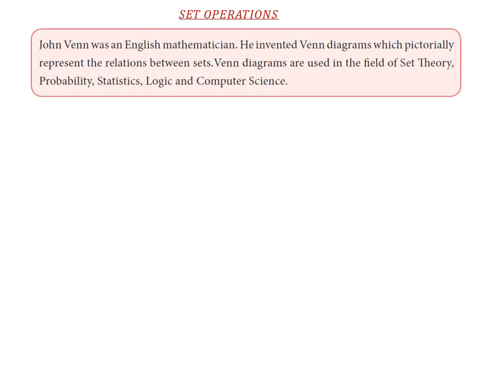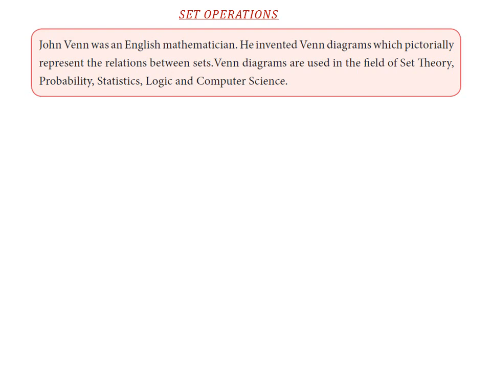Today we are going to see about set operations. John Venn was an English mathematician. He invented Venn diagrams which pictorially represent the relations between sets. Venn diagrams are used in the field of set theory, probability, statistics, logic and computer science.